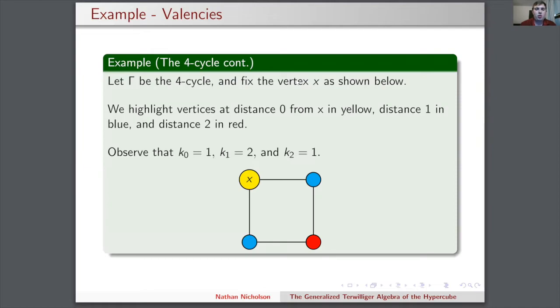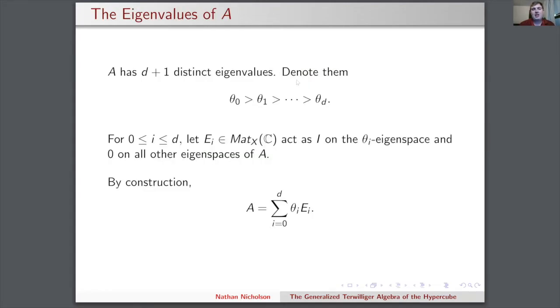Again, if we go back to the 4-cycle, fix x to be one of the vertices in that upper left corner. We highlight vertices at distance 0 from x in yellow, distance 1 in blue, and distance 2 in red. And so if you just count those, you can see that k0 is equal to 1, k1 equals 2, and k2 equals 1. Now, A has D plus 1 distinct eigenvalues.